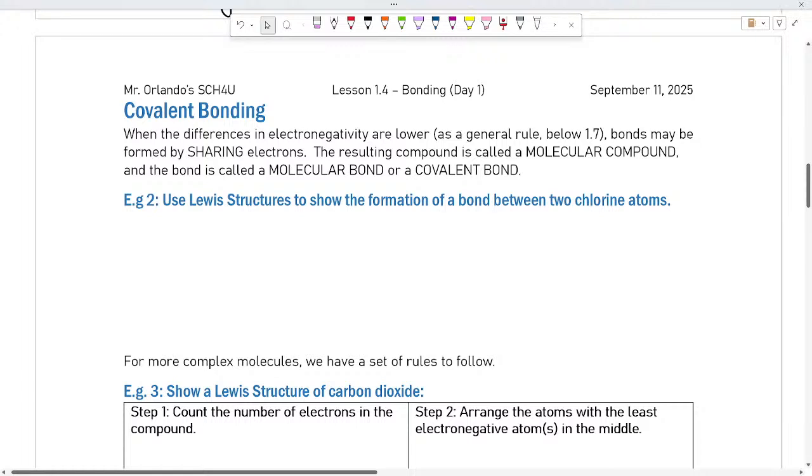Good. All right. Boring. Covalent bonding's exciting. Let's take a look at it. Yay. So, when differences in electronegativity are lower, as a general rule below 1.7, bonds may be formed by sharing electrons. Remember, who on the periodic table is able to share?